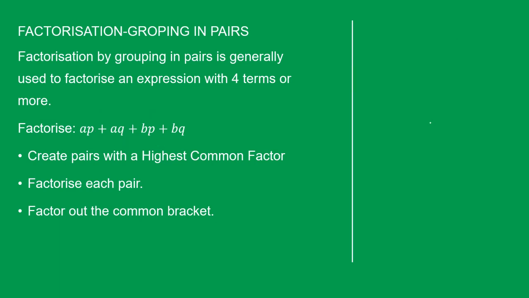We can also group them like this. Let's say we have the first and the third, and then we have this one and this one. We have rearranged them. Here is AP. Do we have something common here? Yes, we have P. Do we have something common there? Yes, it's Q. So the highest common factor for the first pair is P.